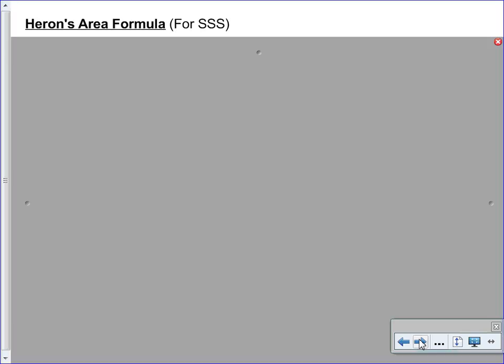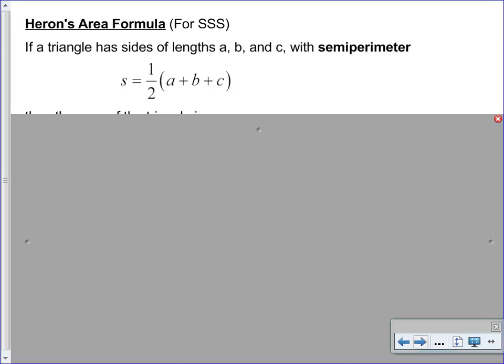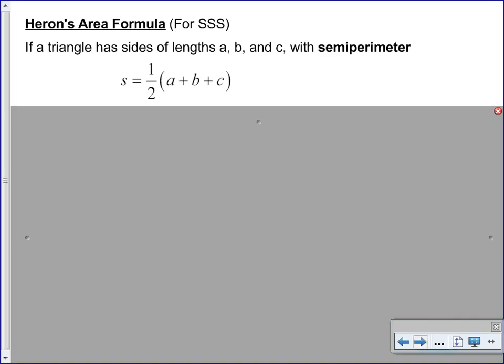To do Heron's formula, it's 2 steps. Step 1, find the semi-perimeter. What's a perimeter? The distance around. So a semi-perimeter would be half of that distance around. So add up all the sides and then divide by 2.